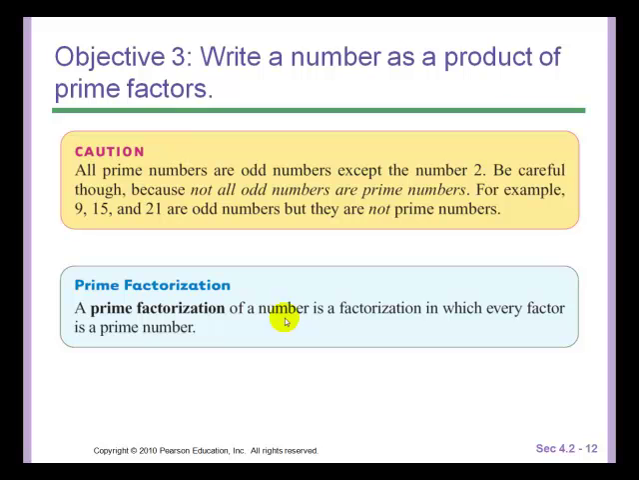A prime factorization of a number is a factorization. Remember, factor means things that are being multiplied, in which every factor is a prime number. So basically, for prime factorizations, you're taking a number and rewriting it as a multiplication involving prime numbers. There are 2 methods for finding prime factorization.